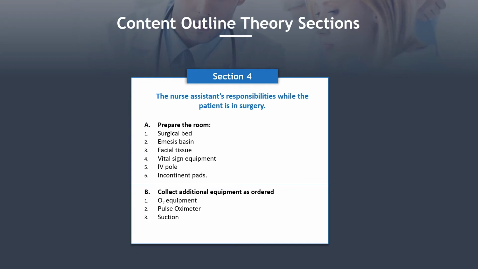Section 4. The nurse assistant's responsibility while the patient is in surgery. A. Prepare the room. 1. Surgical bed. 2. Emesis basin. 3. Facial tissue. 4. Vital sign equipment. 5. IV pole. 6. Incontinent pads. B. Collect additional equipment as ordered. 1. Oxygen equipment. 2. Pulse oximeter. 3. Suction.